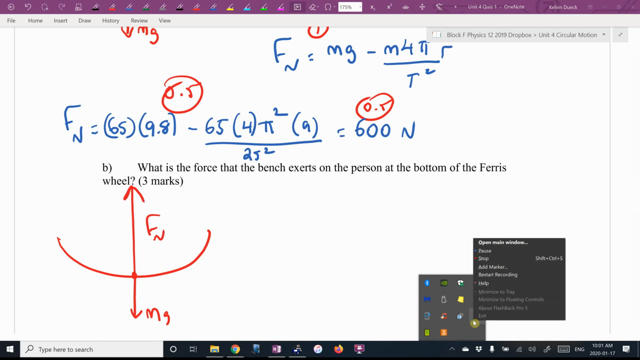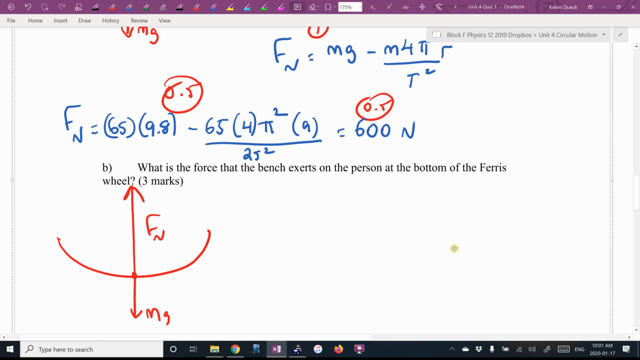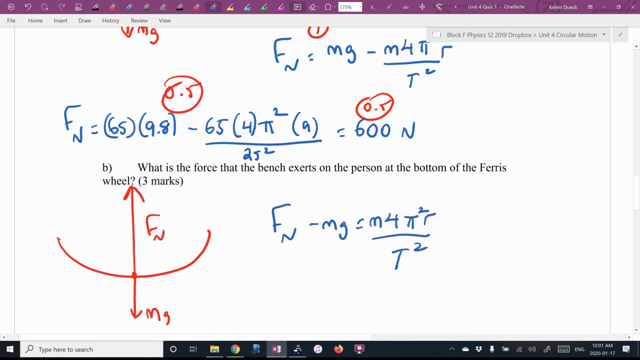Pause the video for 1 second. So my equation here is going to be normal force minus mg equals m 4 pi squared r over T squared. I'm going to get normal force equals mg plus m 4 pi squared r over T squared. Oh, that's convenient.